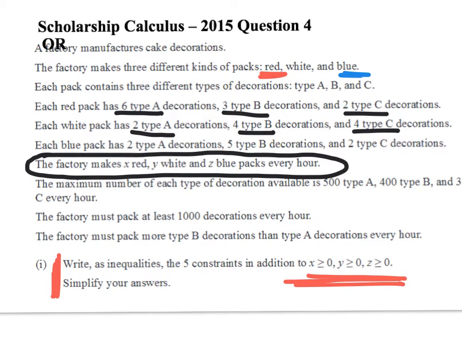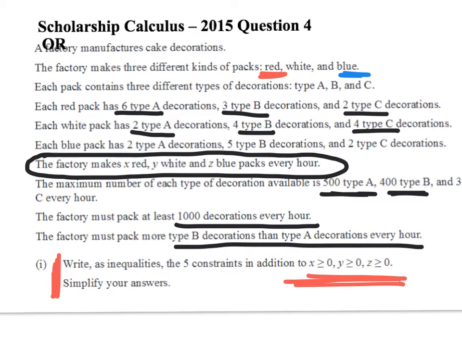Then we're told that the maximum number of each type of decoration available is 500 of A, 400 of B, and 300 of C every hour. The factory has to pack at least 1,000 decorations every hour. So just notice that decorations and packs are not the same thing. We also get told that it has to pack more type B decorations than type A decorations every hour. So the first few points of this question are just to turn that word situation into some little inequality. I'm going to start doing that on the next slide.